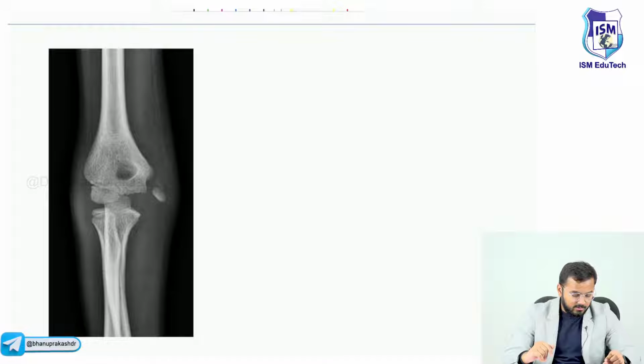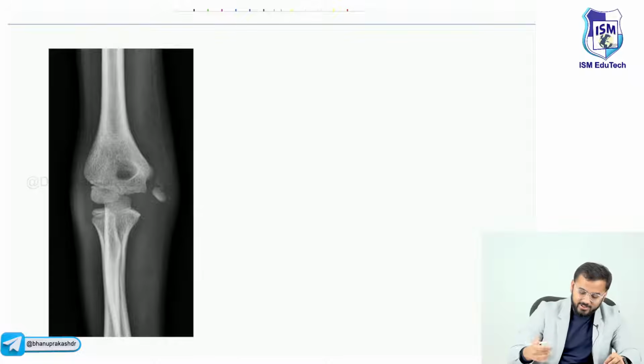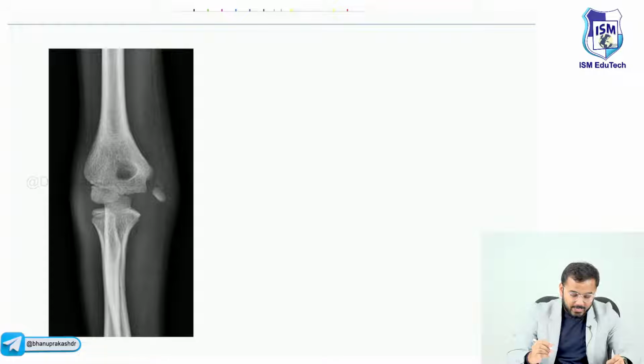Patan is telling normal. Anyone? Very good. So this is a medial condylar fracture. Medial epicondyle fracture.